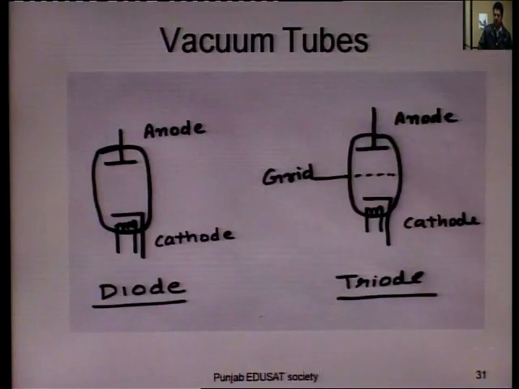Second is the triode. As its name suggests, tri means three electrodes: anode, cathode and grid. The grid basically controls the number of electrons moving from cathode to anode. Of these vacuum tubes, the diode was used for rectification and the triode is used for amplification.